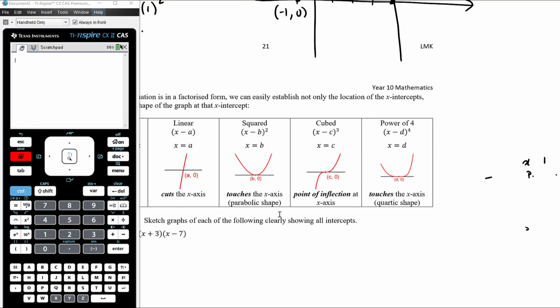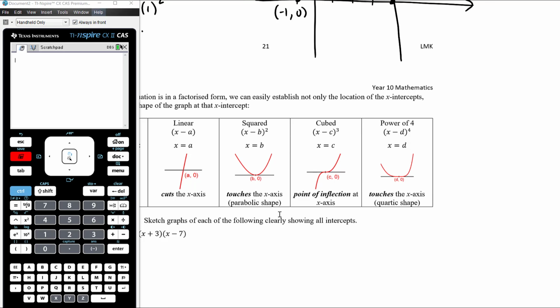If it was a factor to the power of 4, so x minus d all to the power of 4, that would tell us that x equals d is where the x-intercept is, and that at that x-intercept our graph would behave like a quartic, so it would be a flatter turning point. And we could extend that. If we had x minus e to the power of 5 as a factor, x equals e is where the x-intercept is, and at the point e, 0, you'll get behavior like a degree 5 polynomial. So it'll be that even flatter point of inflection. Degree 6, degree 7, etc. We can extend that out.